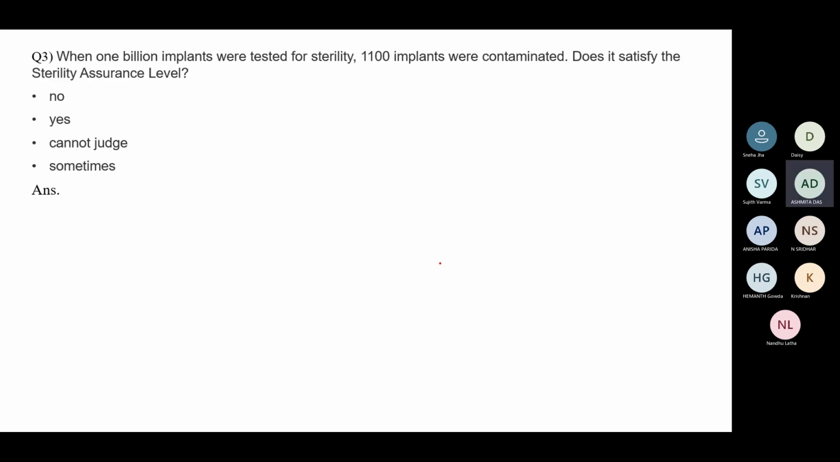So, when 1 billion implants were tested for sterility, 1100 implants were contaminated. Does it satisfy the sterility assurance level?